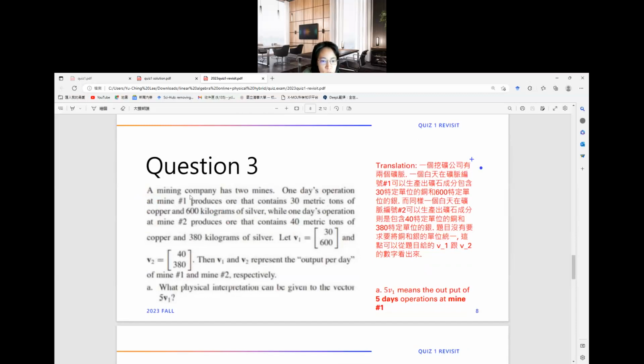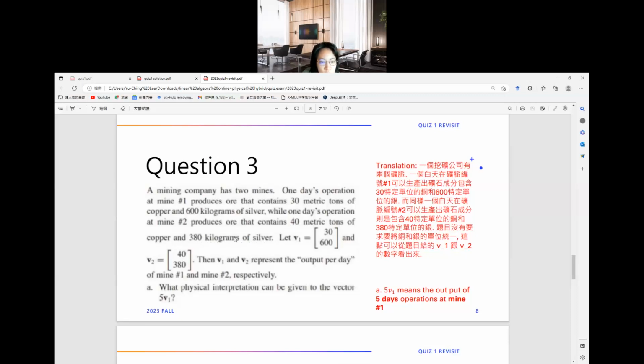Okay, for question 3. Basically, this is a mining company that has 2 mines. You need some readings for these questions, and here are some Chinese translations. Basically, the ores contain copper and silver. And we notice that the units of copper and silver are not the same. For copper, it uses metric tons. For silver, it uses kilograms.